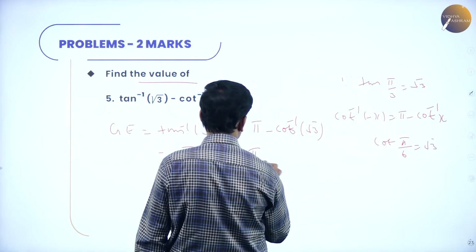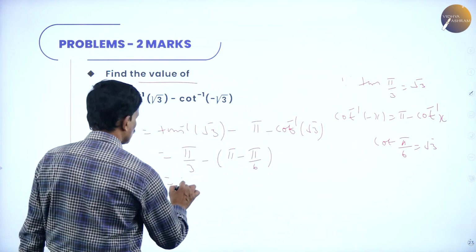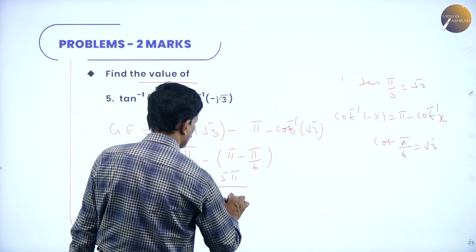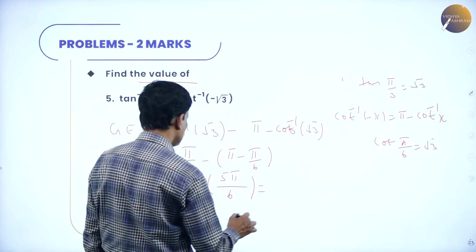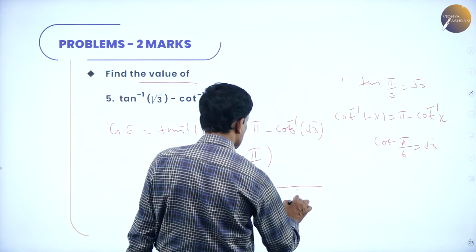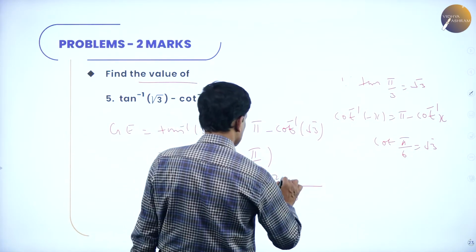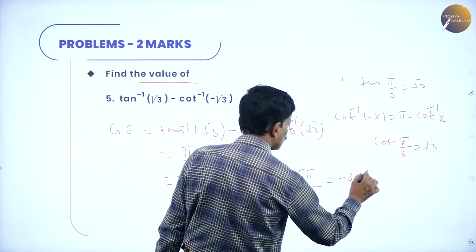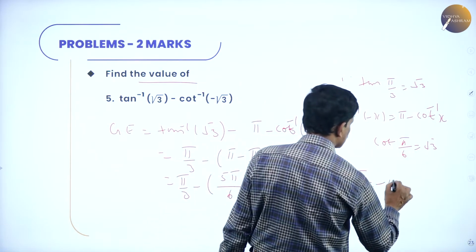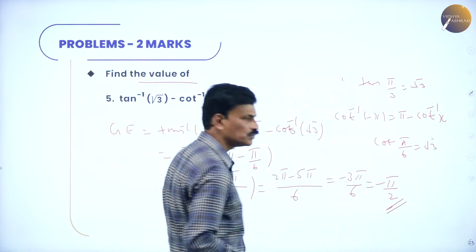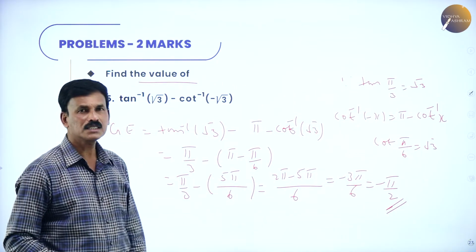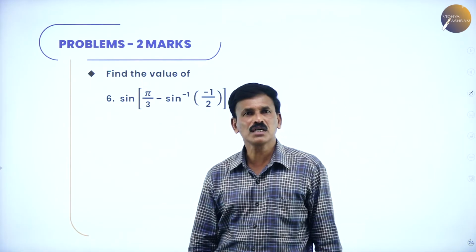So this is pi minus pi by 6, pi by 3 minus 6 pi minus 5 is 5 pi by 6. Take the LCM, 6 is the LCM, 3 gets cancelled, 2 pi minus 5 pi, that's equal to minus 3 pi by 6, or this is also equal to minus pi by 2. The simplified answer is minus pi by 2, okay, that's it. Now let us come to the next problem.